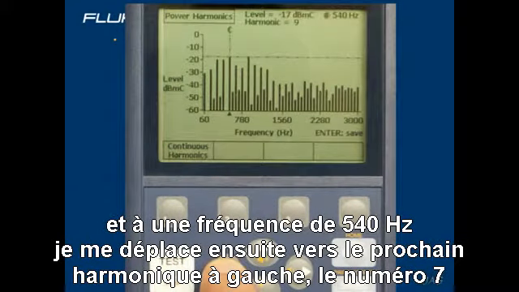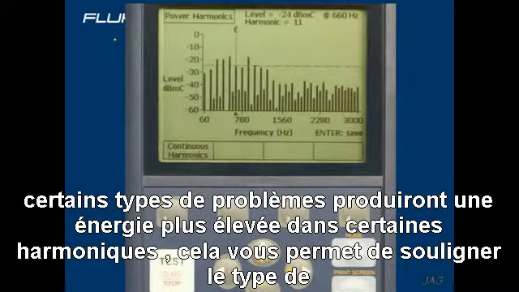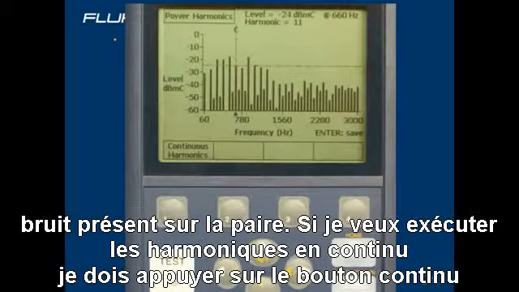I can move over to the next one, to the left, which is harmonic number 7. It has a level of -20, and it's 420 Hertz. I can also move to the right and look at other harmonics. I had mentioned earlier that certain kinds of problems will produce higher energy in certain harmonics. If you have that information, then this will help you pinpoint what type of noise is getting onto the pair.